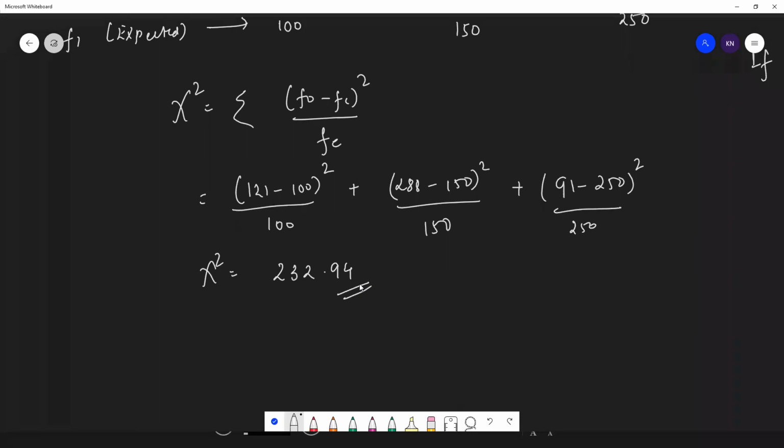Kanak Gupta wants compute. I hope you will be getting 232.94. Okay, 494. 222.94. I hope everybody is getting this. Now tell me quickly your conclusion.